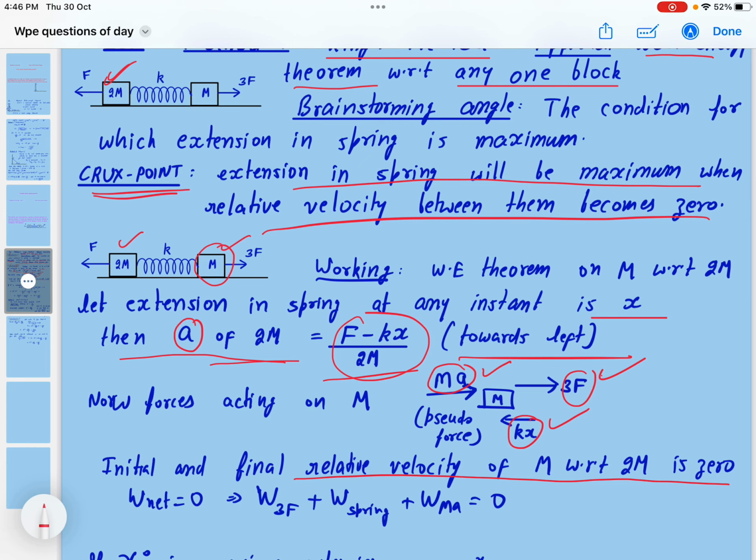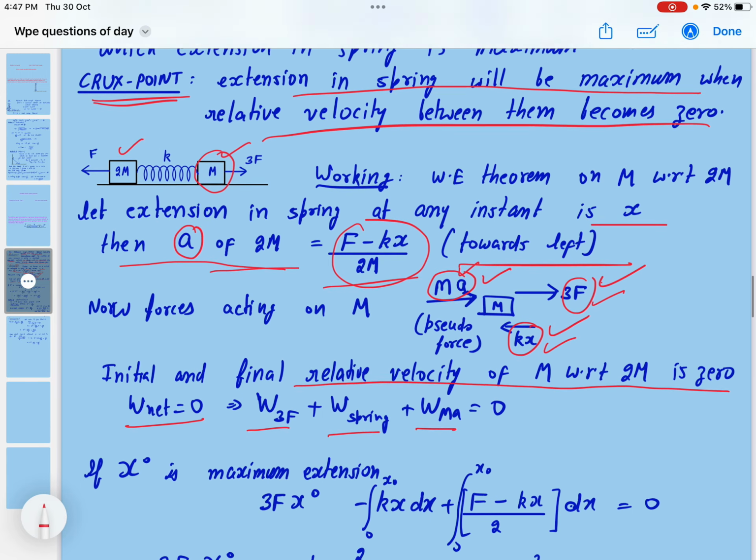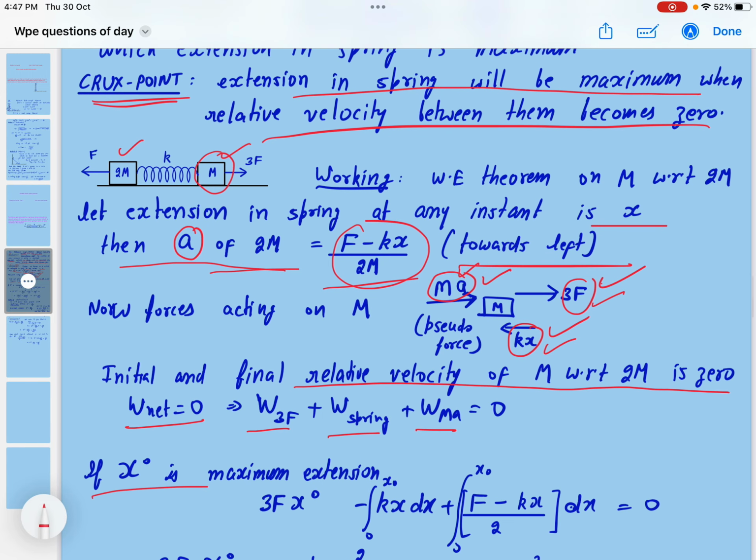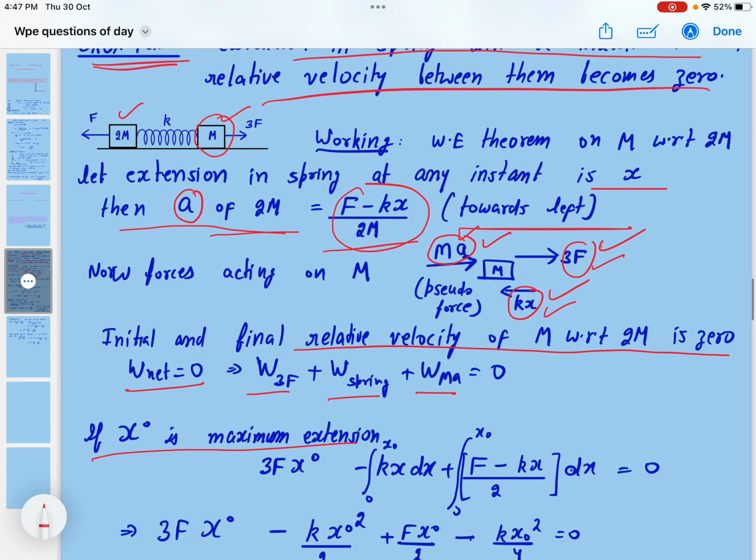So it means the net work done on m with respect to 2m should be 0, beta, because the change in kinetic energy with respect to 2m is 0. Initial relative velocity is 0, final relative velocity is 0. It means net work done is 0. So what are the forces acting? 3F, kx and ma. Work done by the 3F force, work done by the spring, work done by ma, total should be equal to 0. Okay. So now if x naught is the maximum extension, then what are we doing, beta?